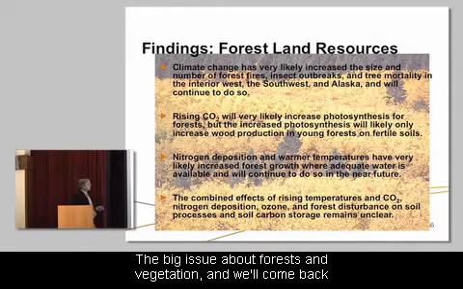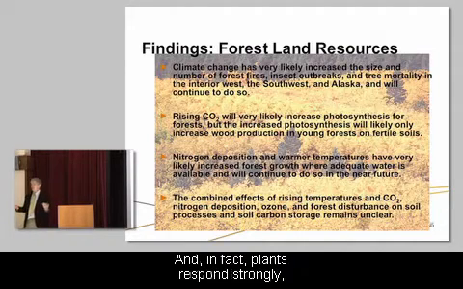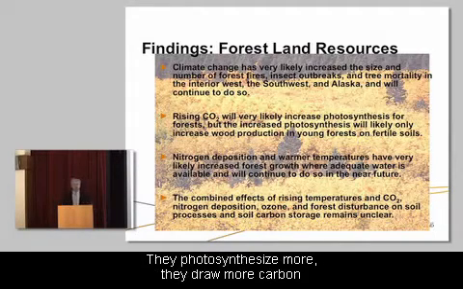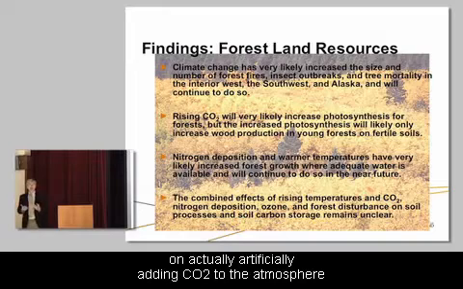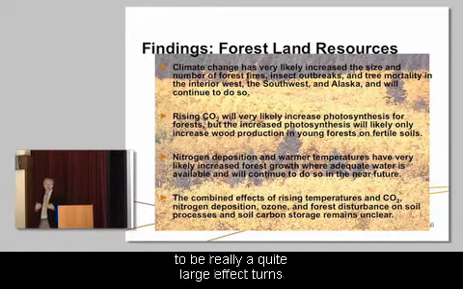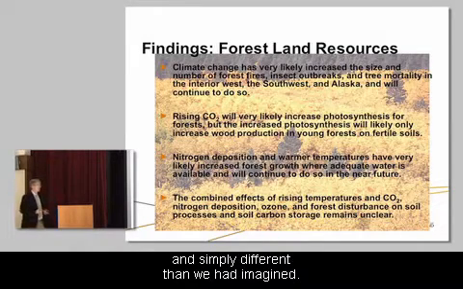The big issue about forests and vegetation, and we'll come back to it for agriculture, is that CO2 by itself is required. And in fact, plants respond strongly to increasing CO2 if they have enough water and nutrients. They photosynthesize more, they draw more carbon down from the atmosphere. But we now have 10 years of experimental data on actually artificially adding CO2 to the atmosphere of forest stands, or to grasslands, or to mixed stands. What we thought was going to be a quite large effect turns out to be both smaller and simply different than we had imagined.